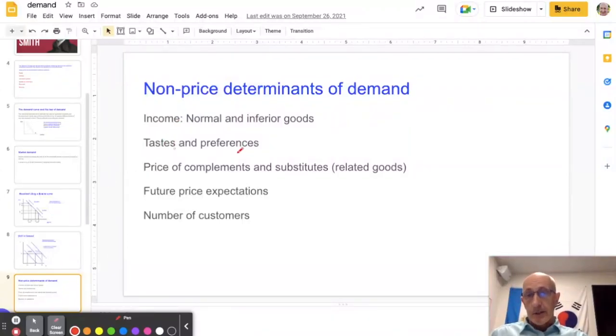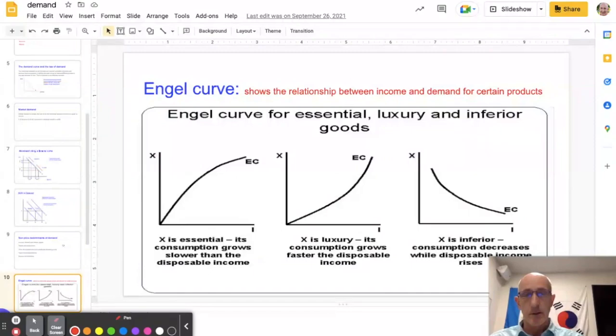So income is a key factor, then tastes and preferences, and that's often driven by advertising and marketing. Price of complements and substitutes, like related goods. A complement is something that you buy in conjunction with the product. They go together. A substitute is an alternative, so if you buy one, you don't buy the other. Then future price expectations and the number of customers. So that makes up our non-price determinants of demand.